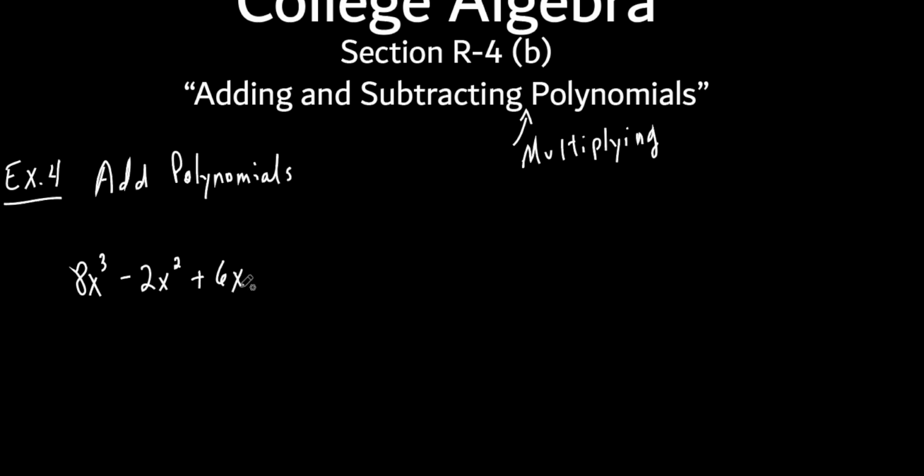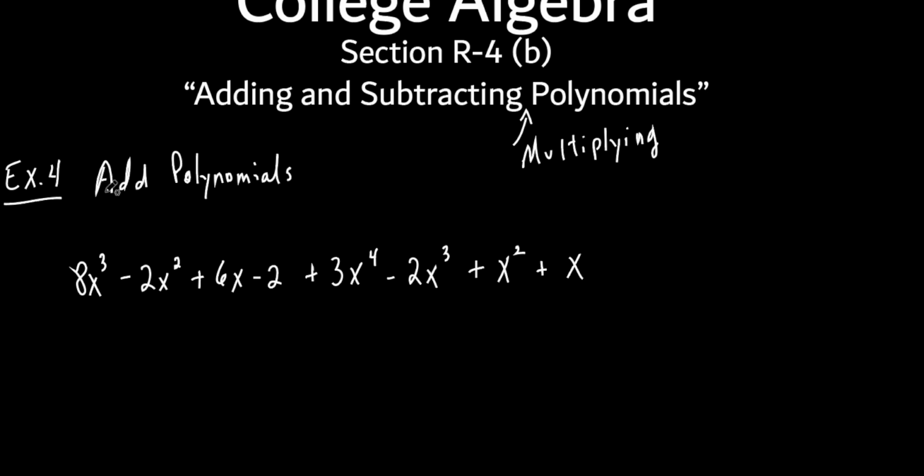Plus 6x minus 2 plus 3x to the fourth. This looks like a big, long problem. It's not as bad as it looks at first glance. Plus x squared plus x. All right, here we go.